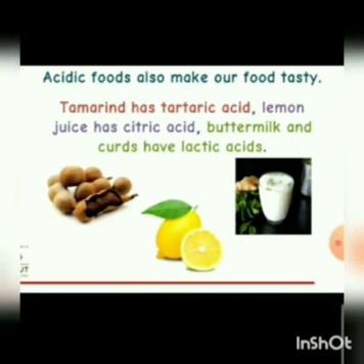Acidic foods also make our food tasty. Tamarind has tartaric acid, lemon juice has citric acid, buttermilk and curd have lactic acid. So can you see the acid present in the particular food?